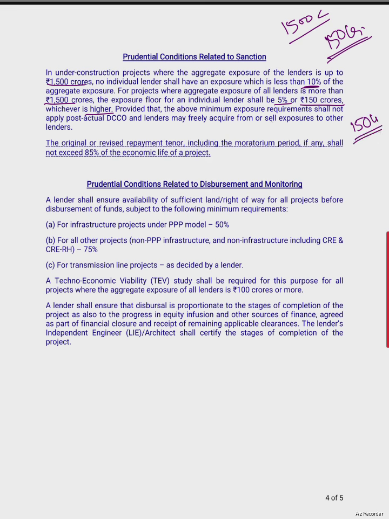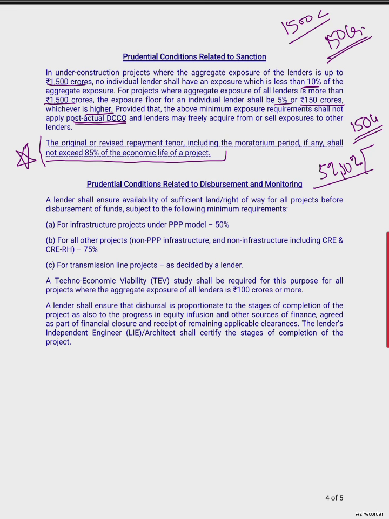Provided that the above minimum exposure requirement shall not apply post actual DCCO. Once the DCCO is achieved, this norm of 5% or 10% or 150 crore will not be applicable. The original or revised repayment tenure, including the moratorium period, if any, shall not exceed 85% of the economic life of the project. This is also a very good statement given in this direction, which was not in the earlier cases.